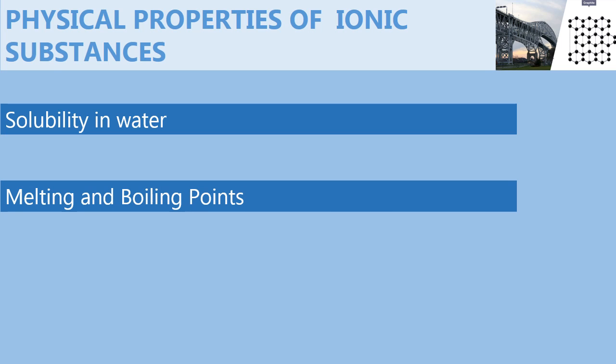Melting and boiling points. Substances that have ionic structure have high melting and boiling points. This is because the ionic bonds are very strong. So you have strong ionic bonds that hold the ions together, meaning that it would require a lot of energy for us to weaken those bonds or even break them in order for the substance to melt or boil.